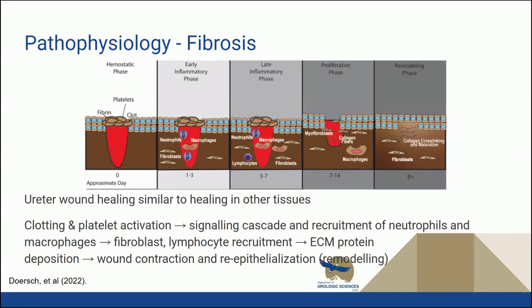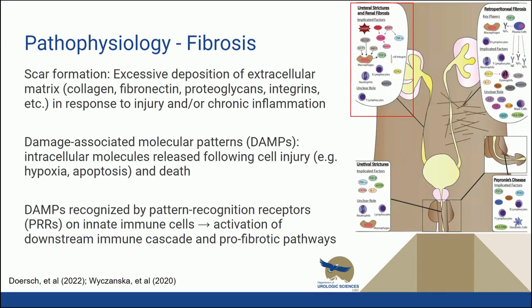And then ultimately, with further remodeling, you end up with wound contraction and re-epithelialization of the wound. And it's actually right around this time where you can get derangements in this and end up with strictures or dense scarring. So with scar formation, you end up with excessive deposition of these extracellular matrix proteins, including collagen, fibronectin, proteoglycans, integrins. And this is in response to both an initial injury as well as in chronic inflammation. So when you have chronic inflammation, you have long-term deposition of these complexes and of these proteins.